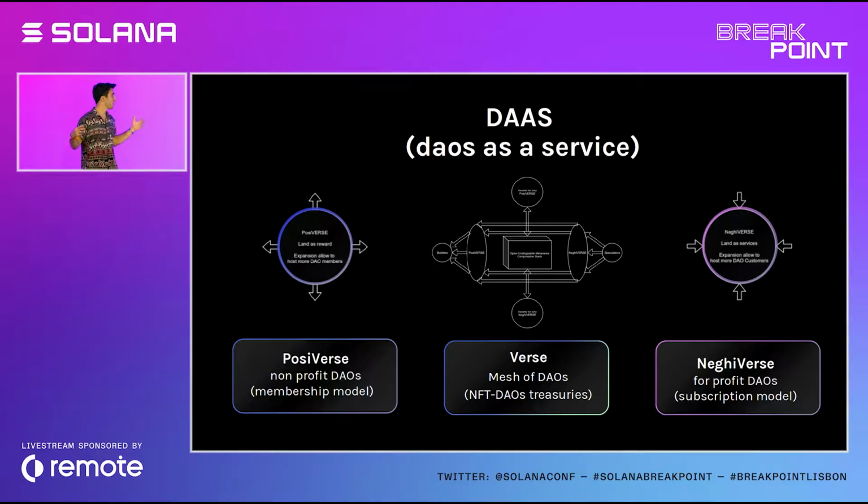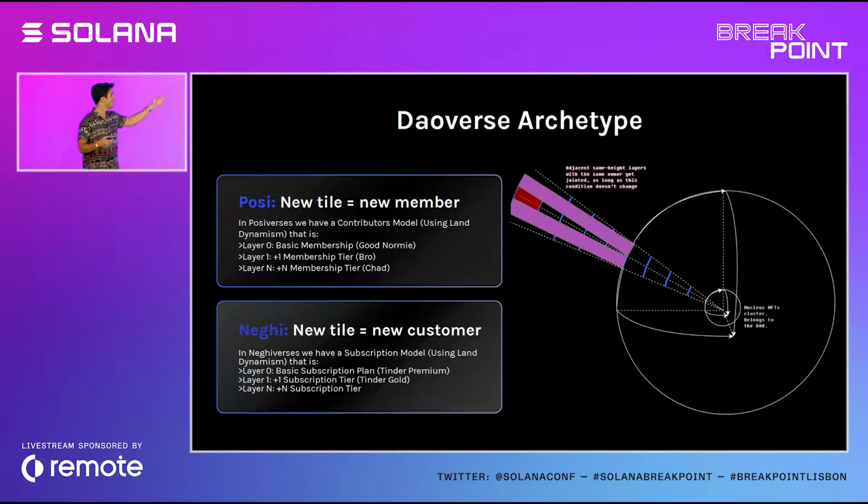So basically them communicating together: the for-profit metaverse and the developers and the DAOs of builders and creators, so that they can directly be retributed. And this would be our Daoverse archetype that we thought of. So yeah, in a Posiverse, a new tile equals a new member of that DAO. And in a Negiverse, a new tile equals a new customer.